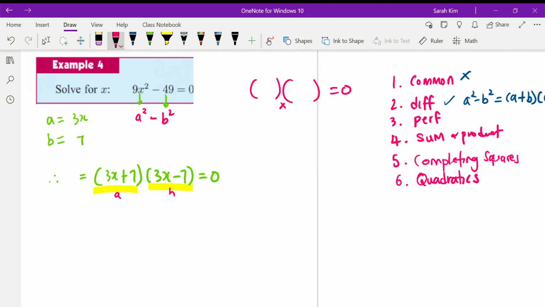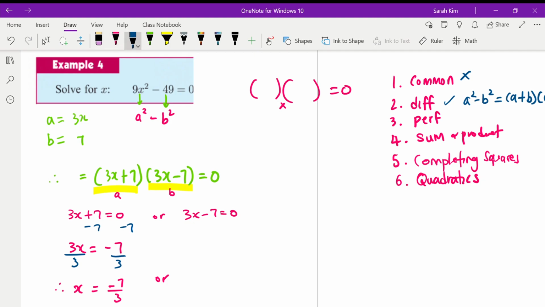So this is A, B. A can be 0, B can be 0. So 3x plus 7 can be 0, or 3x take 7 can be 0. So all I have to do is rearrange both sides. Now, once you get good at rearranging, I'll show you a trick. x is minus 7 over 3, or plus 7 over 3.